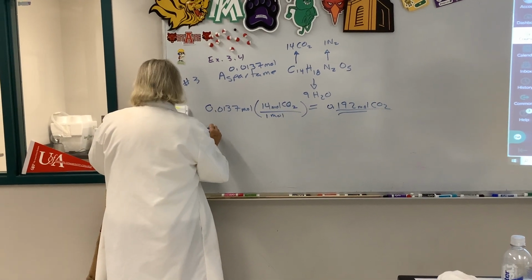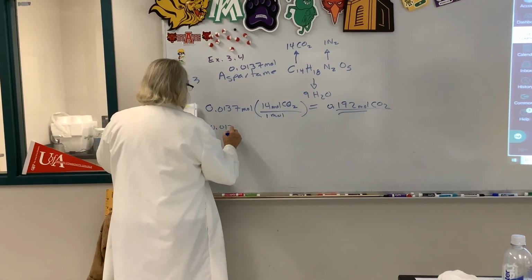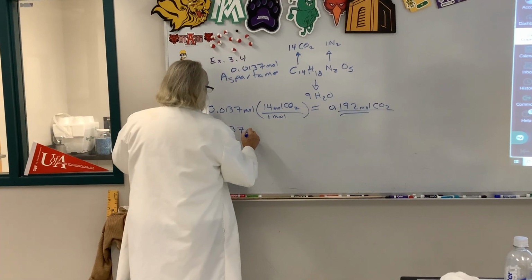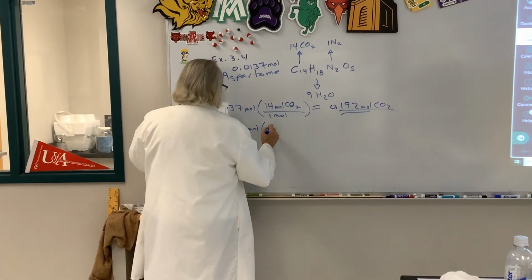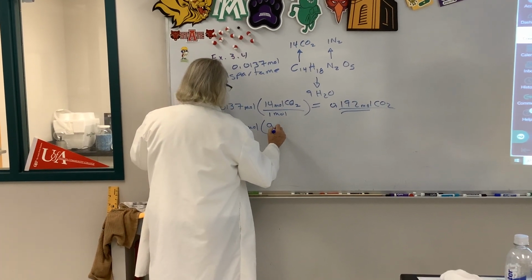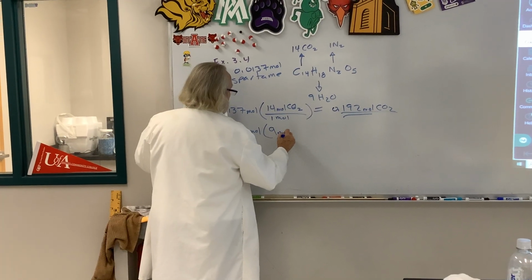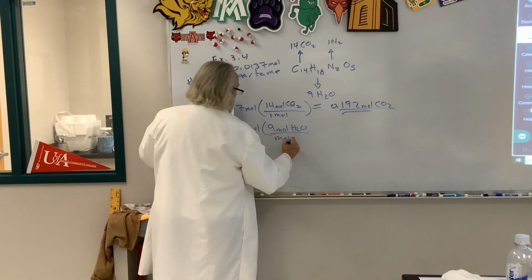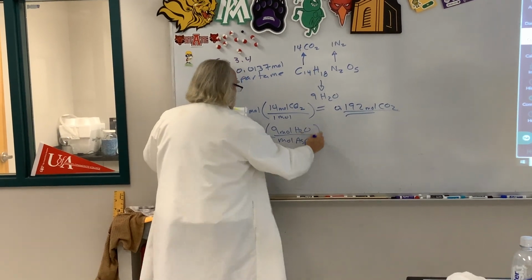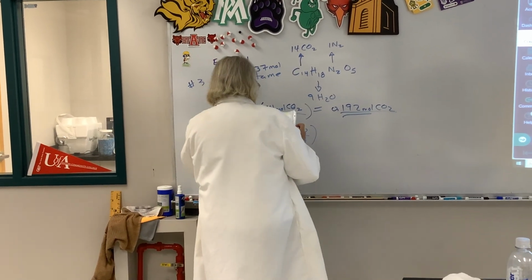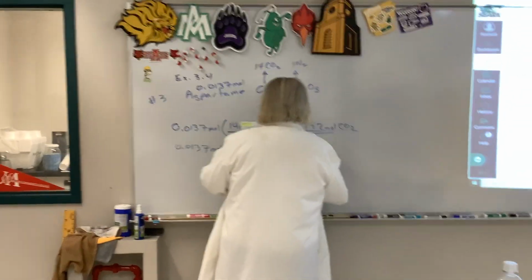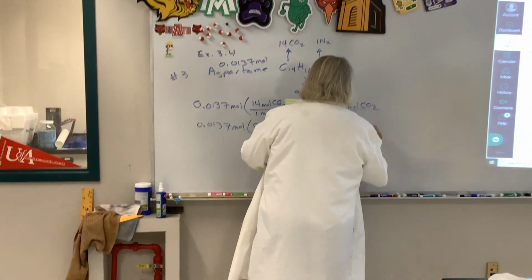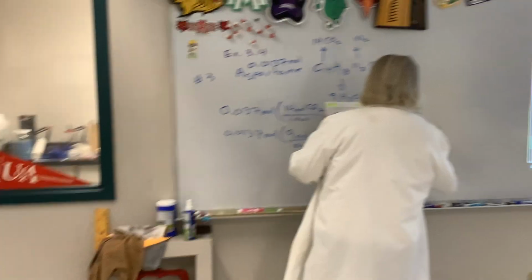And then I take 0.0137 mole aspartame times 9 mole of water per mole of aspartame, and I would end up with 0.123 mole of water.